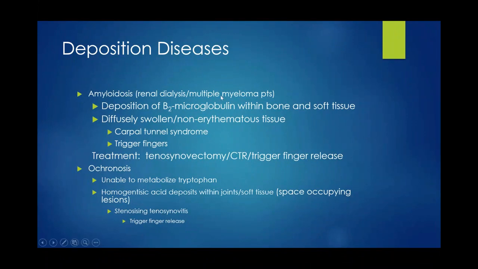Amyloidosis, which would be seen in renal dialysis patients or patients with multiple myeloma, where you get deposition of this beta-2 microglobulin within the soft tissue. Again, it would cause swelling of the soft tissue, thereby potentially leading to carpal tunnel syndrome or trigger finger. Alkaptonuria is an inability to metabolize tryptophan, again causing deposition of this homogentisic acid within the soft tissue and leading to a space-occupying lesion.